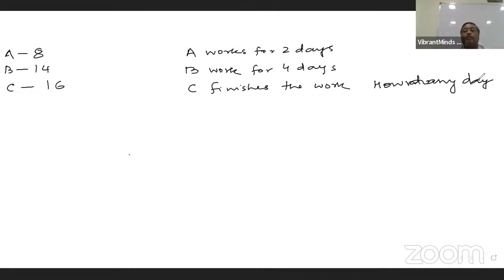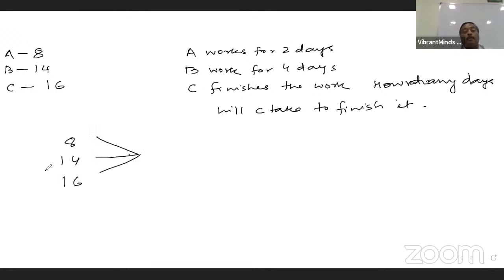How many days will C take to finish it? Now, 8, 14, and 16. So 8, 14, and 16, what is the LCM? So understand, the biggest number is 16. I will show you one more way, and it is 8, 14, and 16.